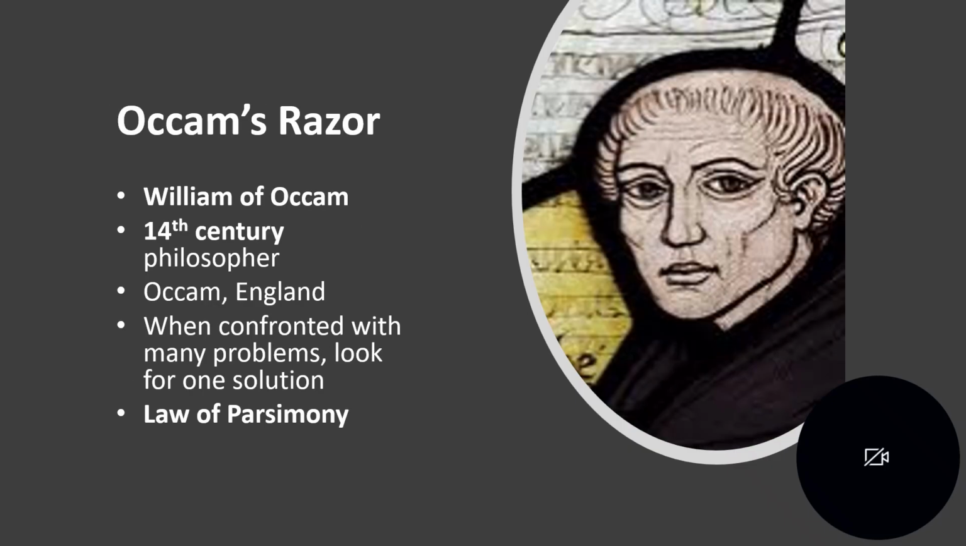The second law comes from a 14th century philosopher by the name of William. William was a priest, philosopher from England in a place called Ockham in the 14th century.